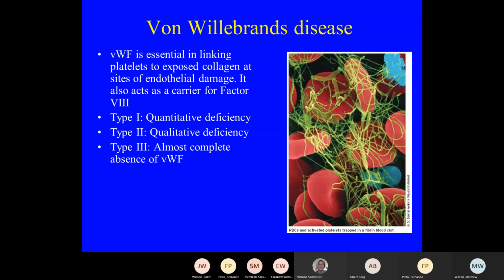As with any other protein deficiency, you can have type 1 defects, when there's a problem with how much of it you make, a quantitative deficiency, or type 2, a qualitative deficiency, where you make enough of the protein but it doesn't work properly. And type 3 is when you have almost complete absence of von Willebrand. Next.